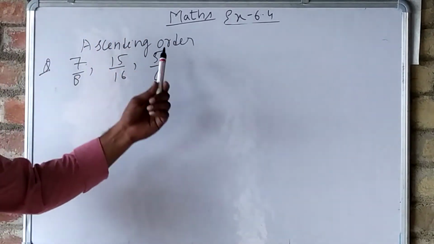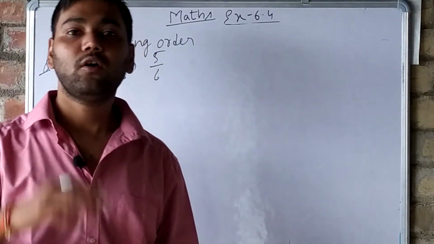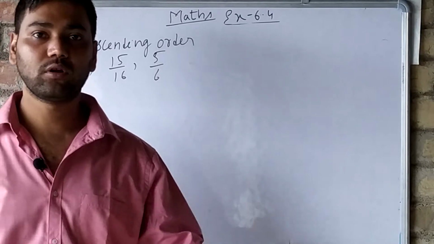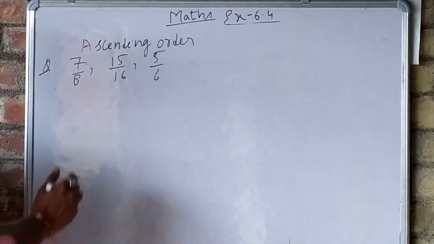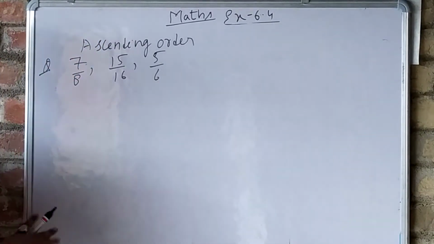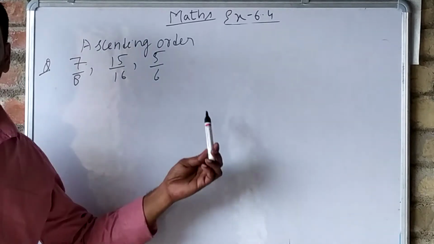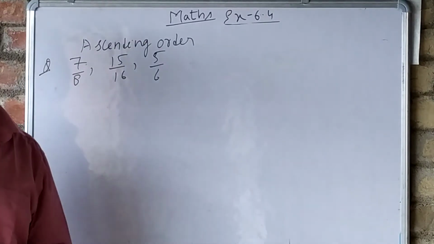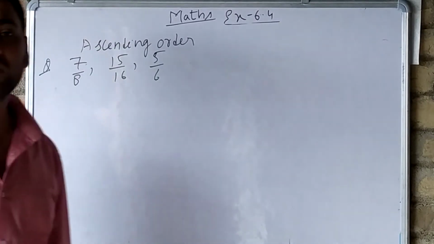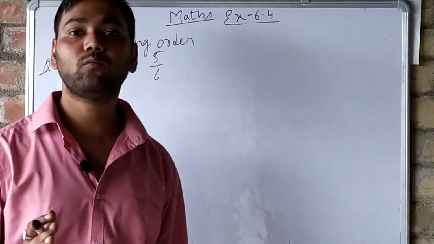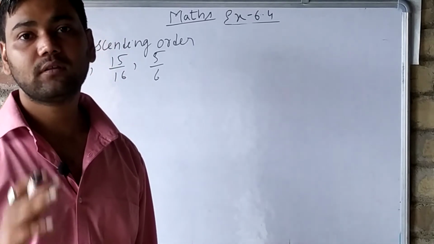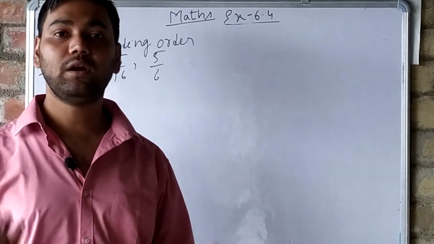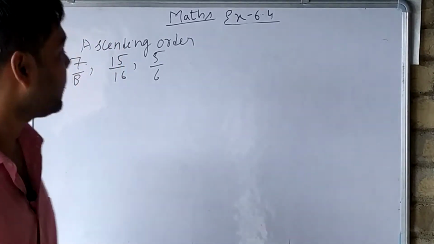So ascending order, we all know what is ascending order? From smaller to large, छोटे से बड़े की ओर is known as ascending order. So what we are seeing in the case of these fractions is that the denominator is not same. So what we have to do? We have to make the same denominator in every fraction. So for doing that, we will take LCM.